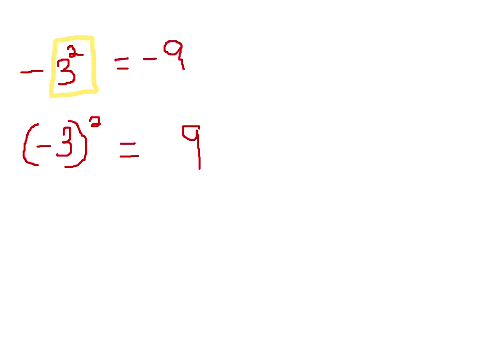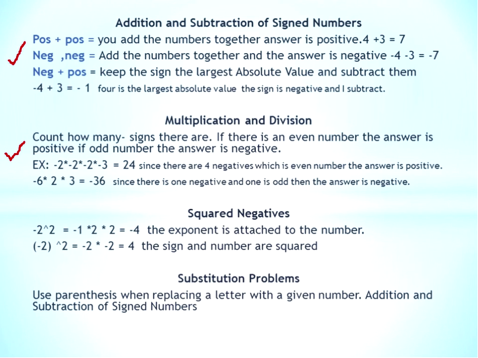Are there any questions on the negative squares? Because I know that's the part that people get confused about. The only time it gives you a positive answer is when it's in parentheses. All other times it's negative.